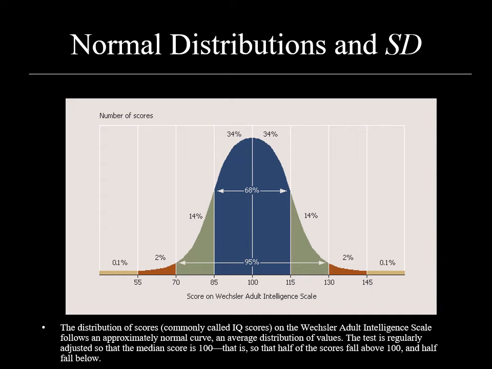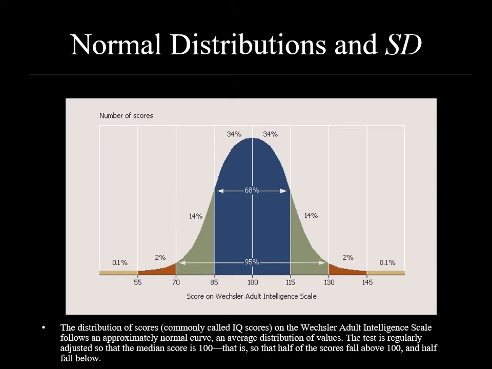And again, we can see that these are smaller groups. There's only 14% of the people that fall between 115 and 130, and about only 14% of the people fall between a 70 and 85. Now, as we move out to 3 standard deviation units, you're also going to notice it's now about a 2% increase. So there's only about 4 or 5% of the entire population that falls into this range of either 130 to 145 or 70 to 55.